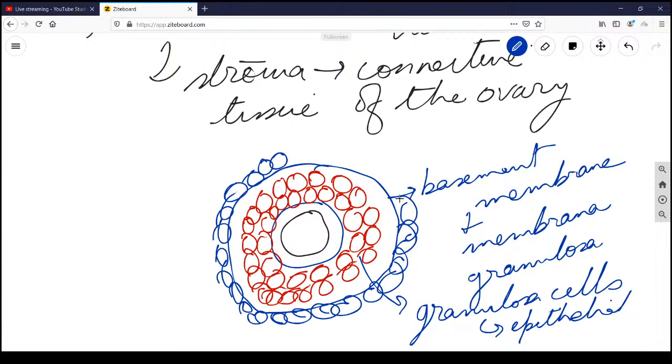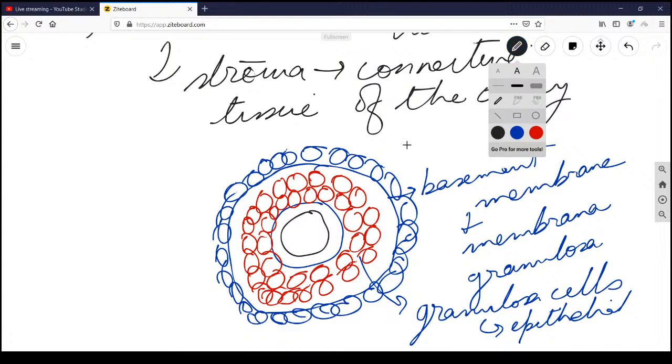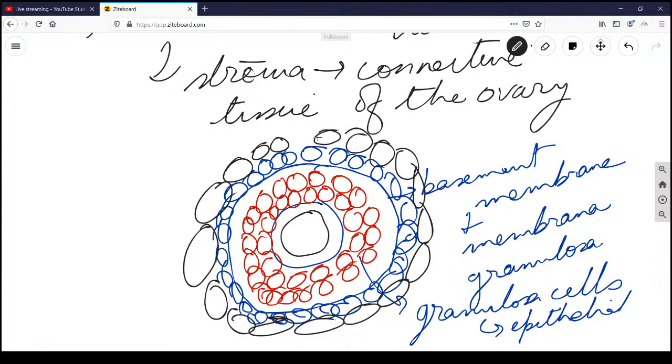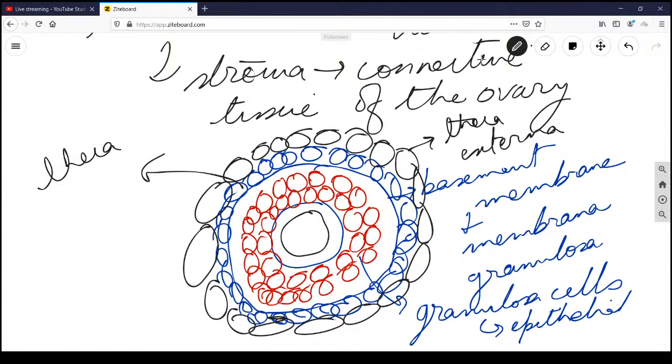These are the theca interna, and these are the theca externa, you can say. You can draw bigger ones. These are the theca externa. They're all derived from the stroma, so they are all connective tissue. This is theca interna. So that is the way the follicles develop.